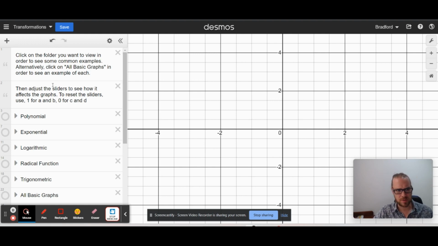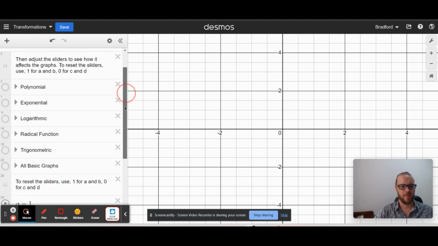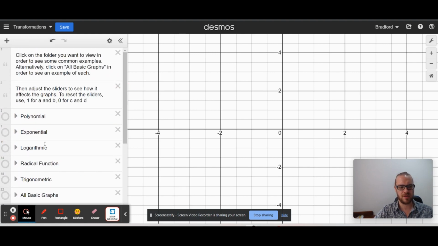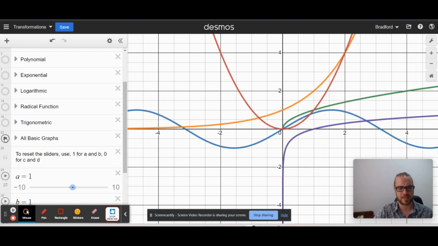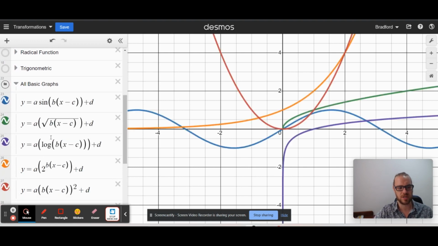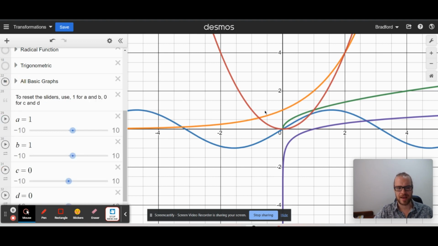I'll put a link in the description so that you guys can actually go and check this out in Desmos. And you can play with the individuals, but for now, all I'm going to do here to demonstrate it is to go through all of our basic graphs. Now, if you want to look at the individuals, you can open it up. You can see which ones I put. So I put a sine graph, a radical, logarithmic, exponential, and then a polynomial, so that you can see how each of these parameters change all of them.